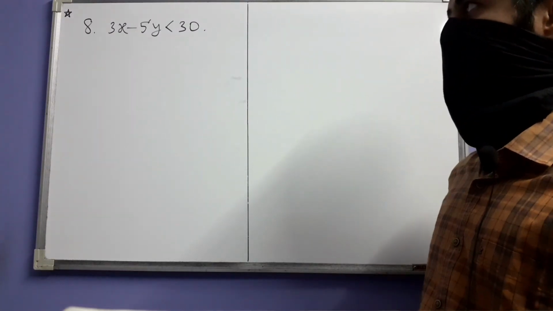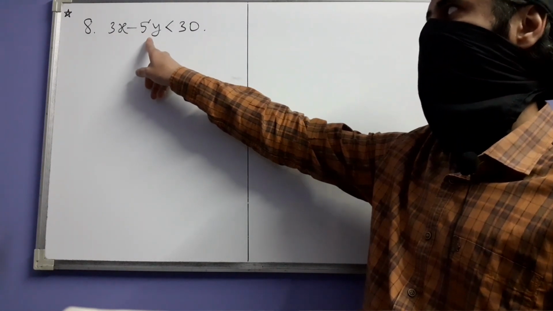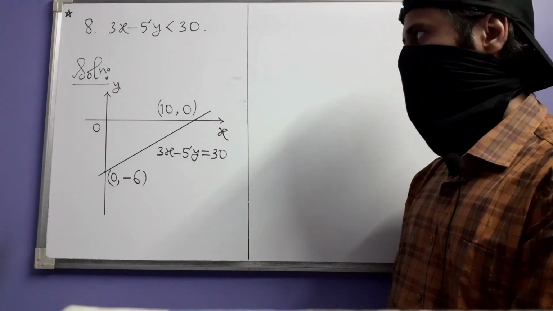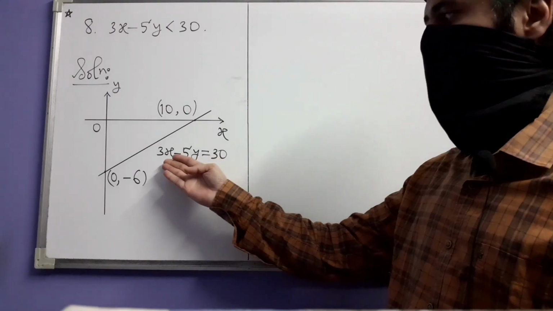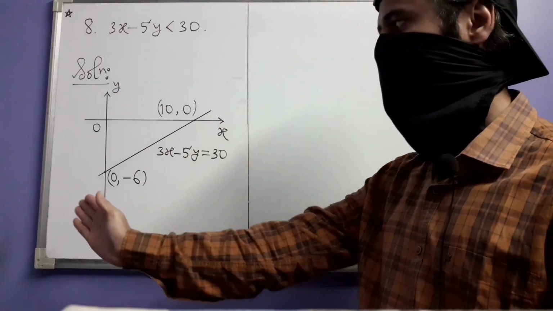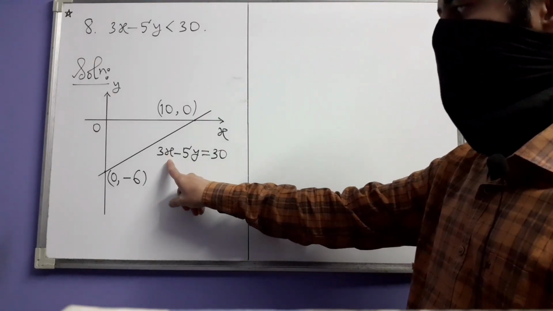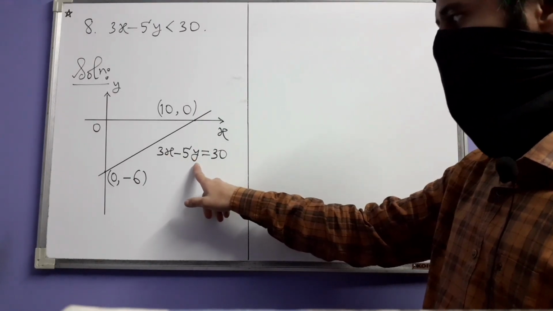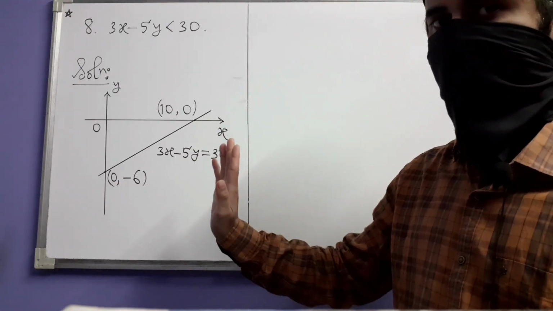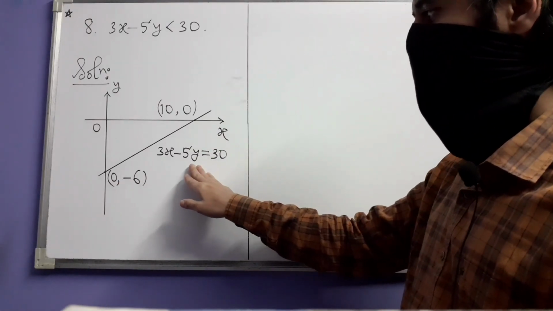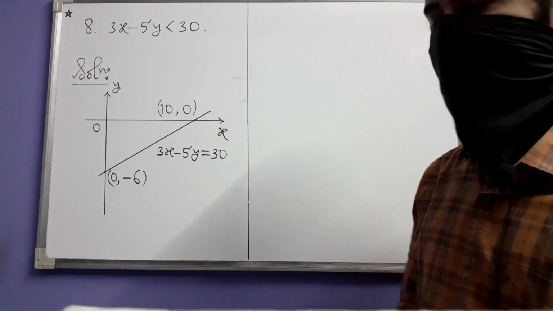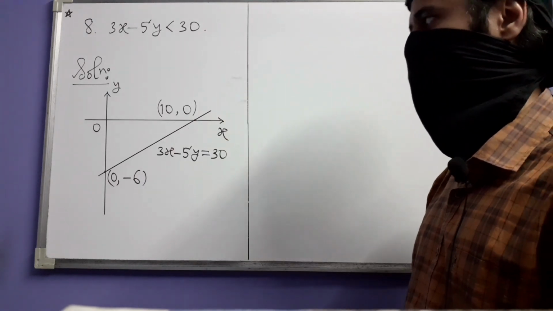Next, number 8, here the inequality is 3x minus 5y less than 30. So this is a strict inequality. In this case, we need to draw the straight line 3x minus 5y equal to 30, which would be this. You substitute x equal to 0 and solve for y, and you get y equal to minus 6. So 0 comma minus 6 is one of the points. The other point you obtain by putting y equal to 0 and solving for x. That way you get x equal to 10. So 10 comma 0 is the other point.